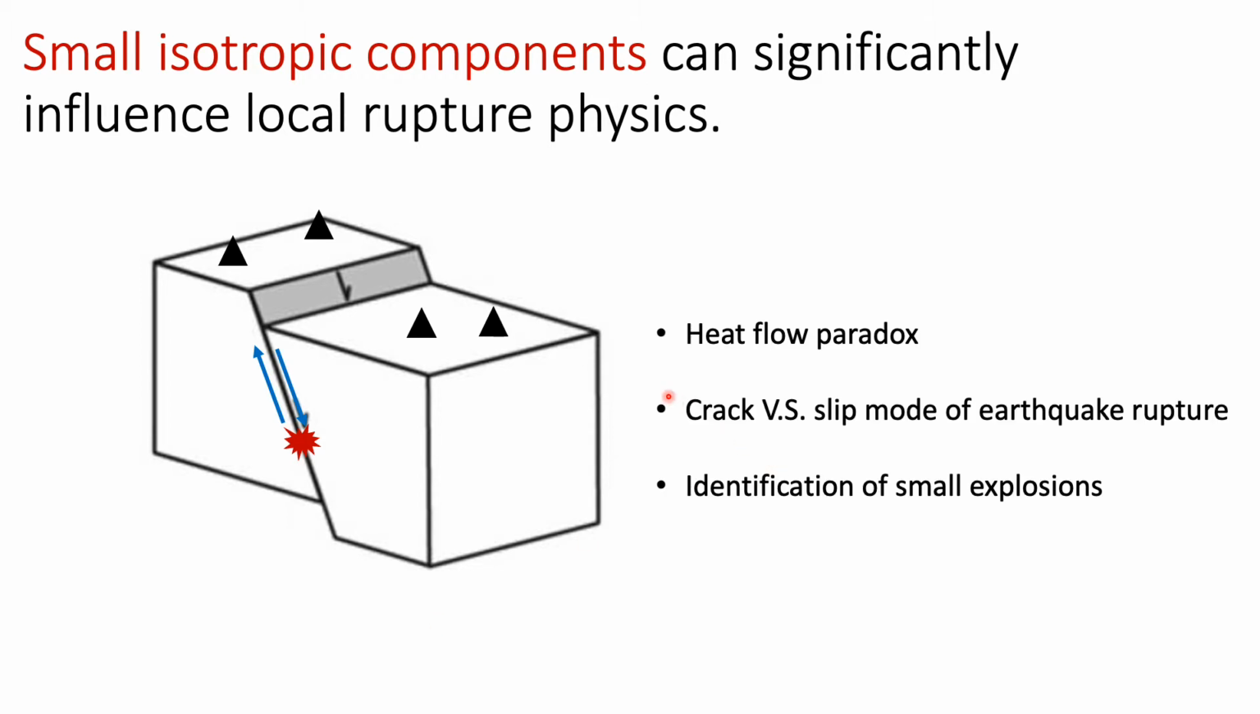And it has important implications for many topics like the heat flow paradox, and crack versus slip mode of earthquake ruptures. It can also help to identify small explosions from earthquake shear motions.